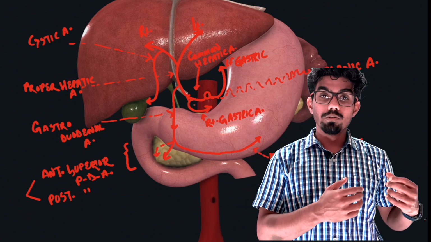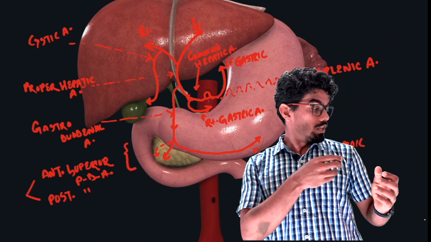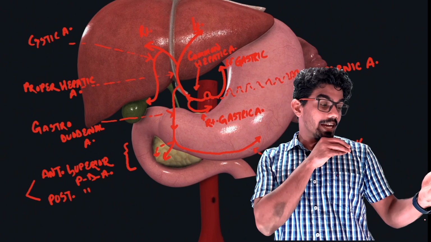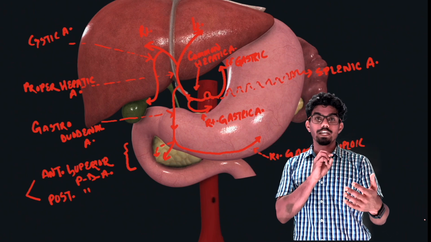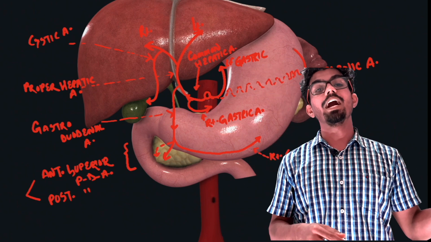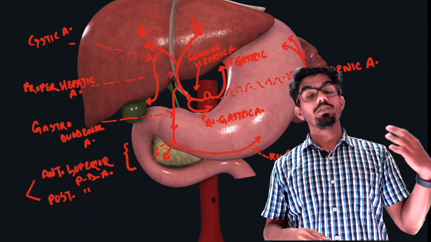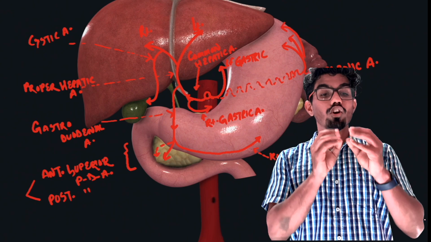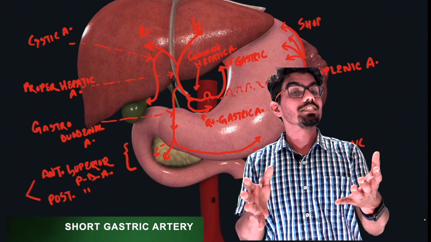Now have a look at the branches of the splenic artery. The splenic artery enters the spleen at the hilum region. Just before terminating at the hilum region, the splenic artery gives a branch to the fundus of your stomach. These branches are short branches and are called the short gastric arteries.